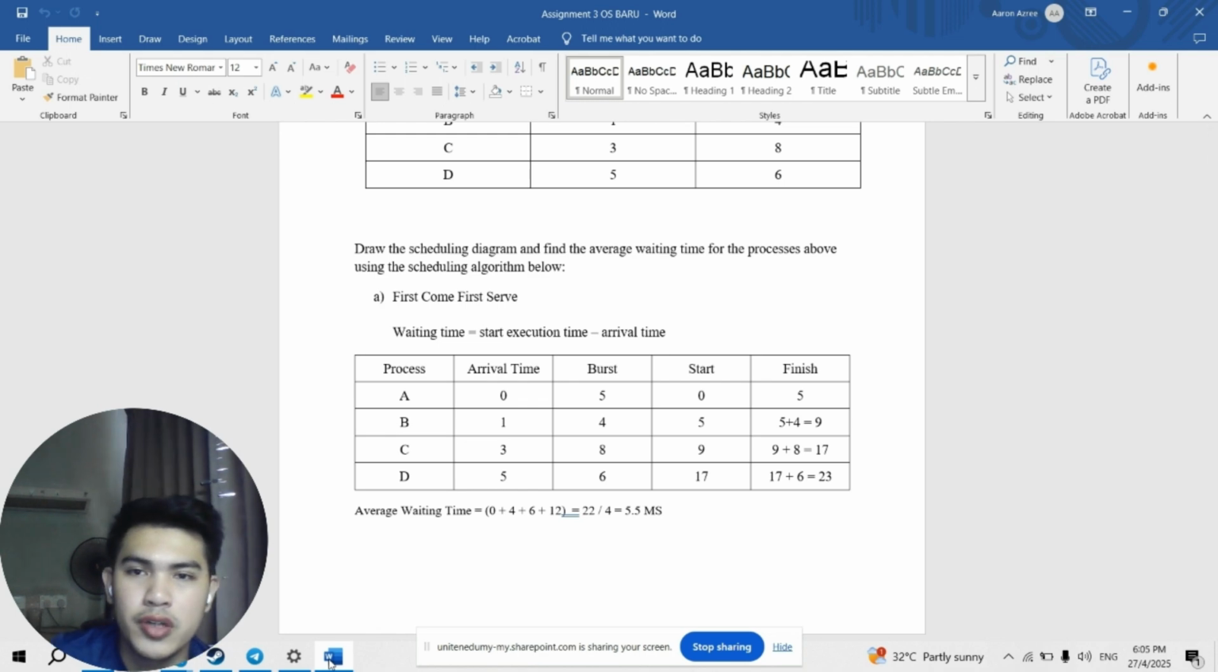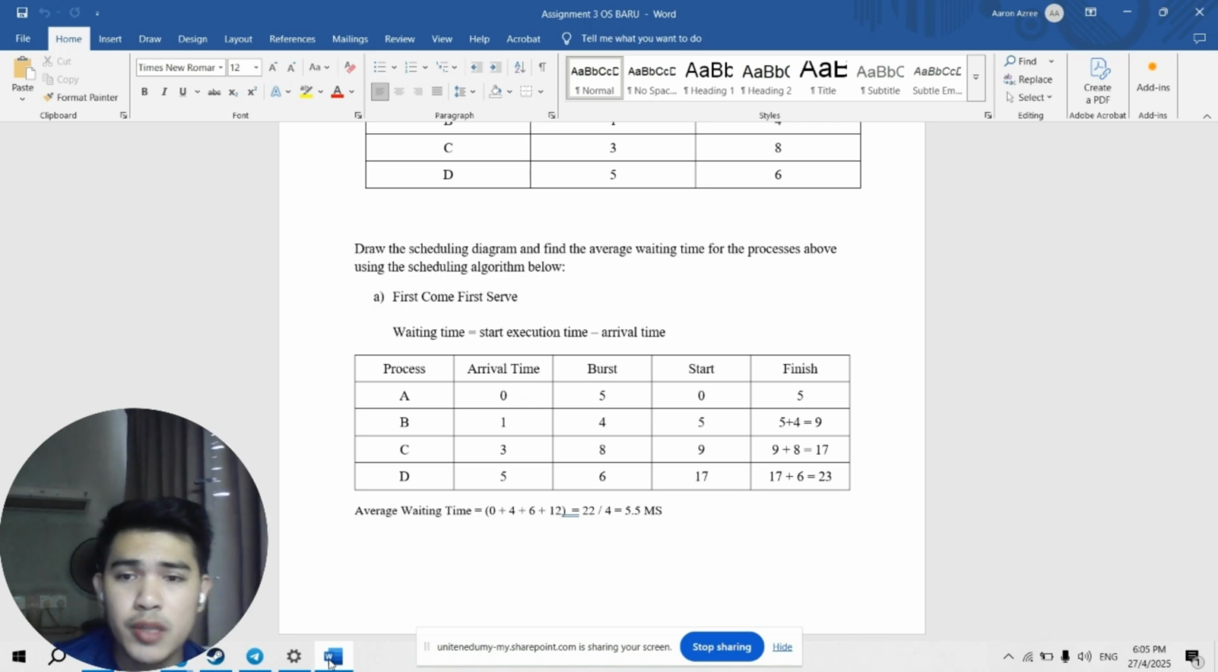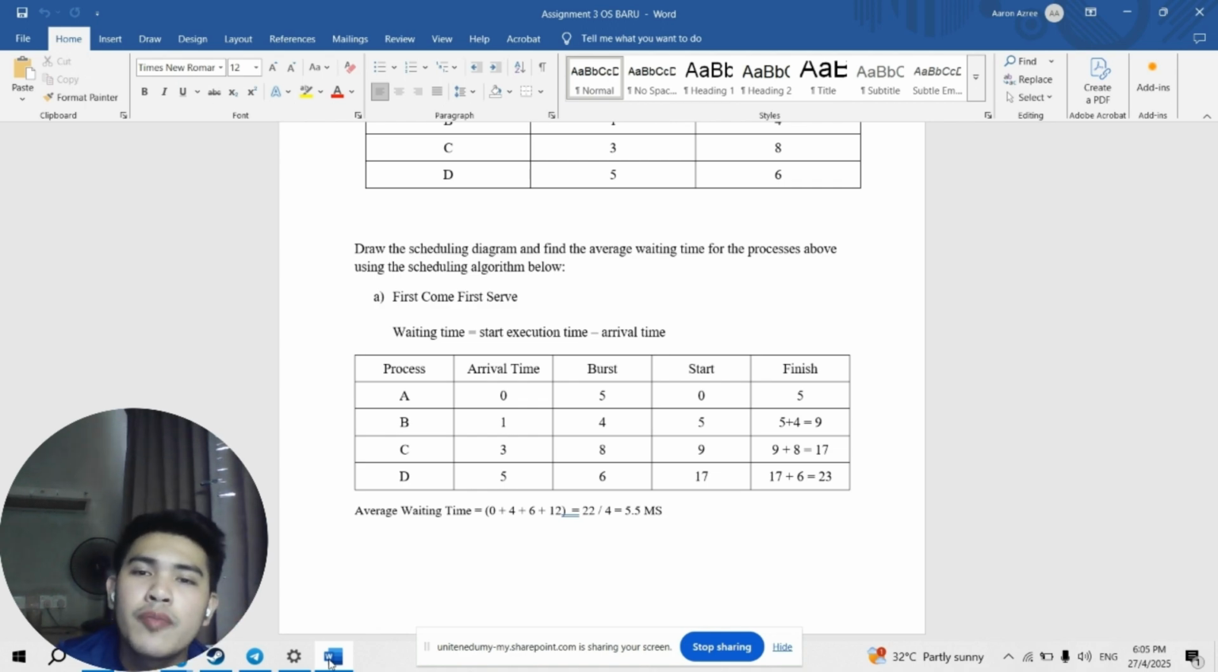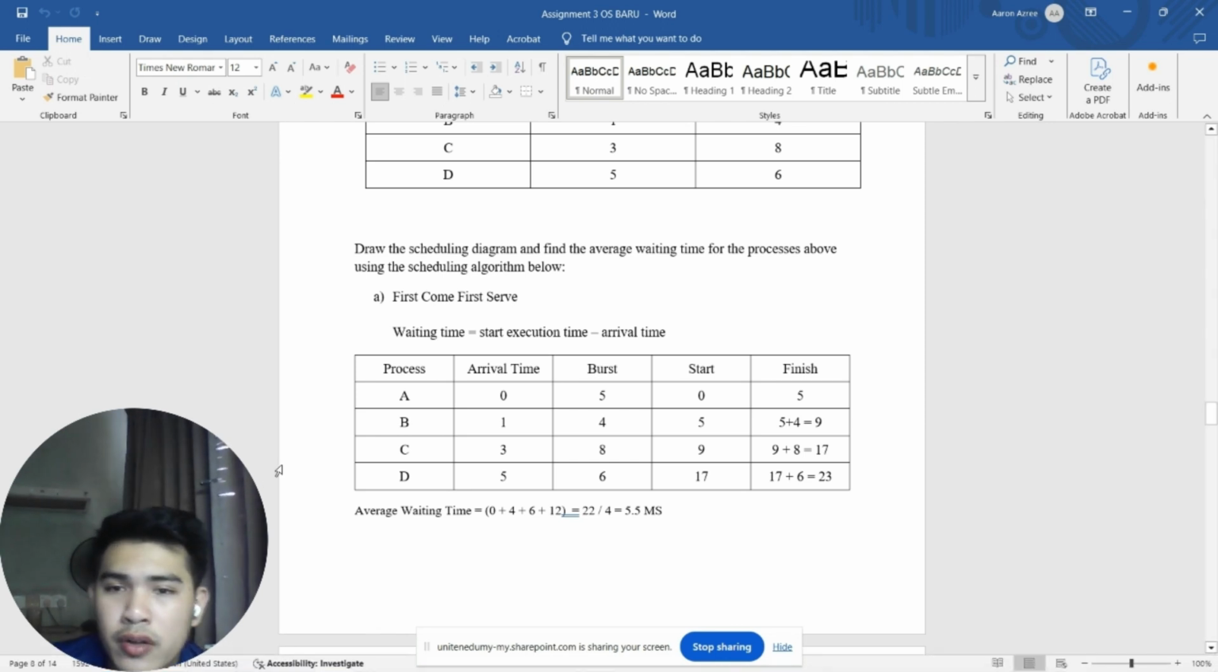I will be explaining further regarding the first question for the algorithm, first come first serve. I will be explaining specifically the part for average waiting time. As my colleagues have previously explained, the waiting time equals start execution time minus arrival time. So for process A it will be 0 minus 0, B 5 minus 1, C 9 minus 3, D 17 minus 5. You get that total divided by the total number of processes, which is 4, and you will get 5.5 ms. So it's fairly simple. Average waiting time is the simplest part of the equation once you get all of the necessary information.